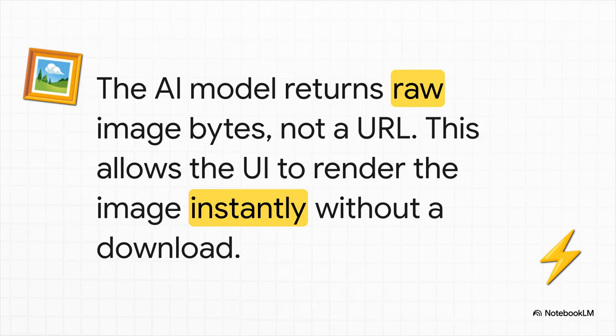Okay, step 2, turning that perfectly crafted text into pixels. Now here's a really cool and important detail. The AI doesn't just send you back a URL you have to go and download. No, it sends the raw image bytes, the actual data of the image itself, directly to the app. For a mobile app, this is incredibly efficient. It means the UI can just render it instantly.